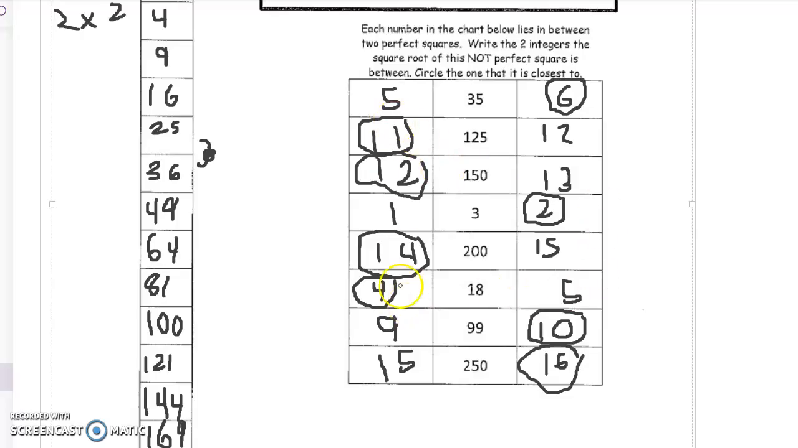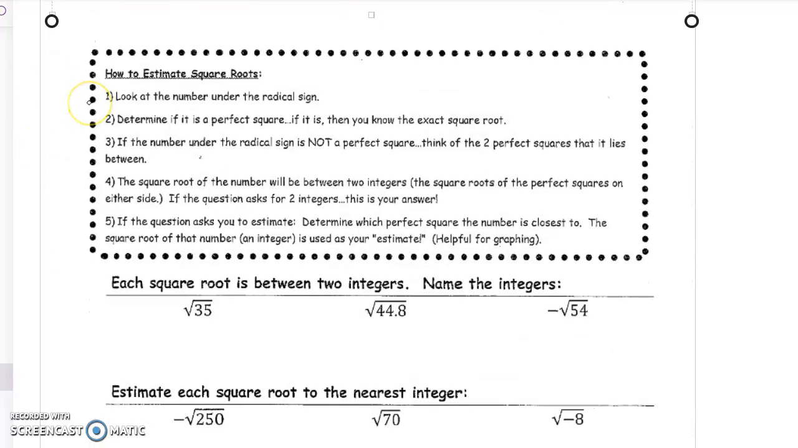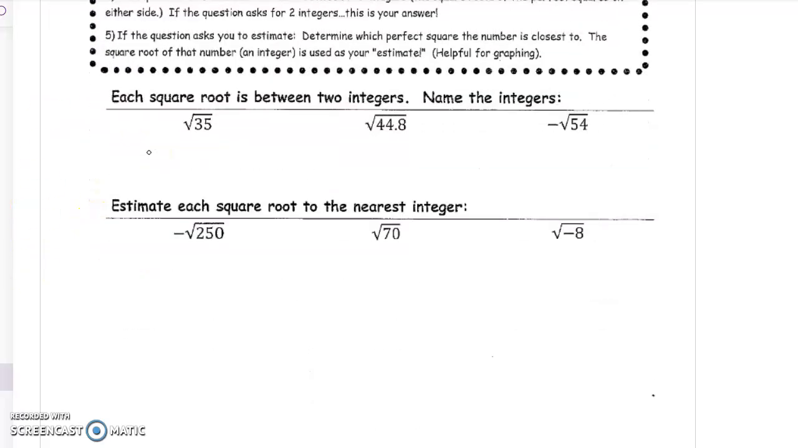You always want the smaller number on the left side. So moving forward, we've got this down here: how to estimate square roots. There are some hints right here. You can go ahead and read through this on your own if you'd like, but I'm going to keep going with this part, and this is actually the last part of our notes. Like I said, it's really quick, and then you'll have some practice on IXL.